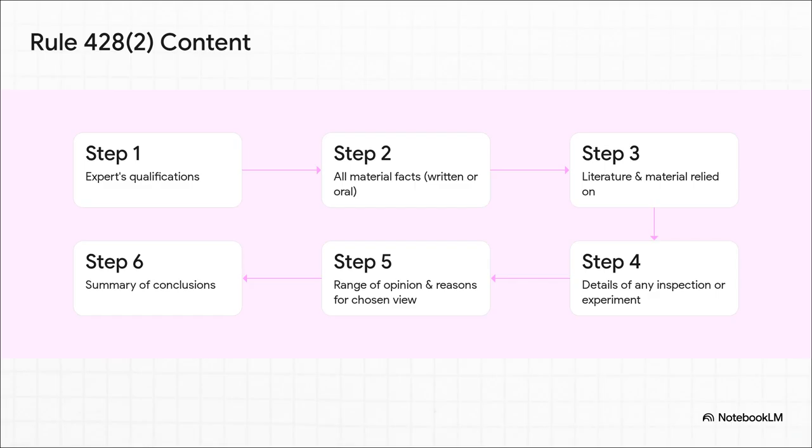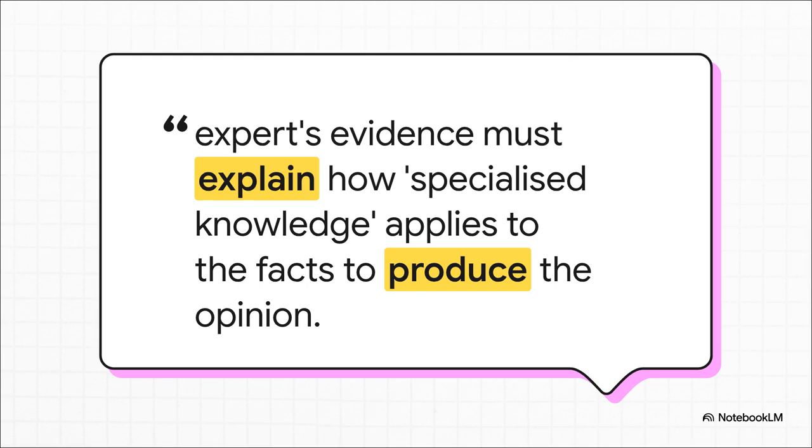Oh, and this last part's crucial. If there's a range of possible opinions out there, the expert has to explain why they picked the one they did. That's what turns a simple opinion into rock-solid evidence. And this quote just brilliantly sums up the why behind Rule 428. The famous Makita decision makes it crystal clear that an expert can't just come down from the mountain and state a conclusion. No way. They have to show their work. They have to connect the dots between the facts of the case and their specialized knowledge to show exactly how they got to their opinion. An opinion without a clear path to get there is, frankly, worthless in court.